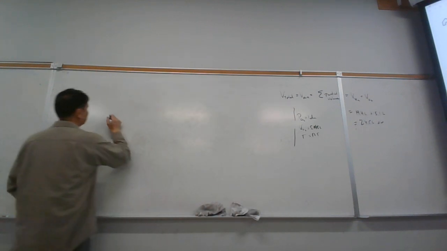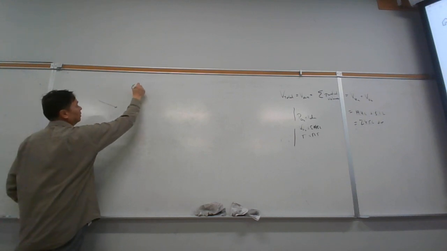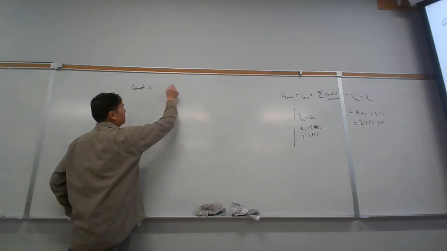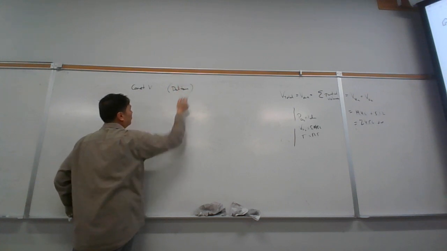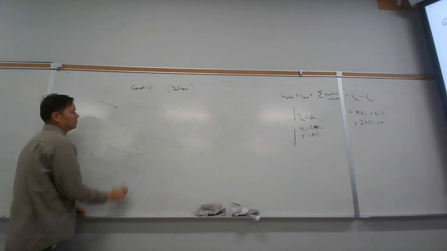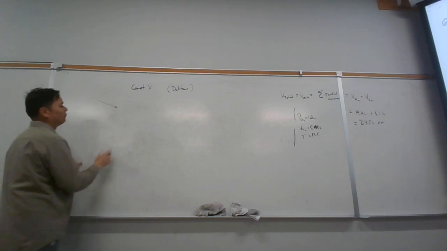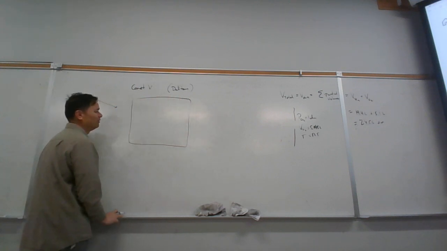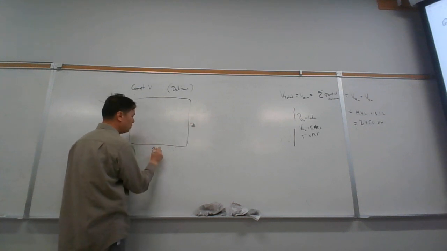The second type of mixture we have is what we call a constant volume mixture. Constant volume mixture is Dalton's. So I'm going to take my 24.5 liters of air, and then I'm going to make 24.5 liters of oxygen, or not oxygen, let's do nitrogen. So I'm going to have 24.5 liters of nitrogen.